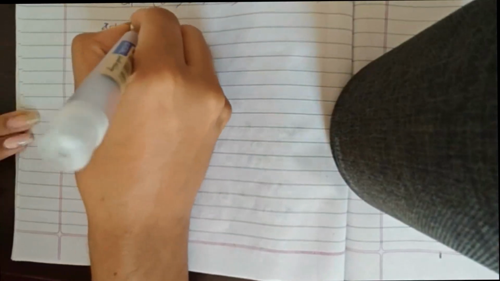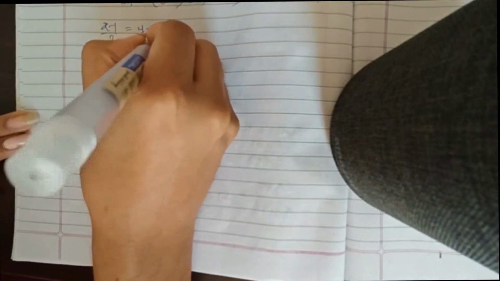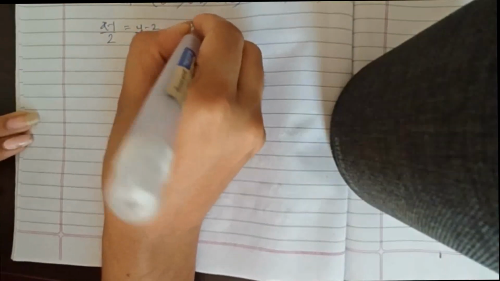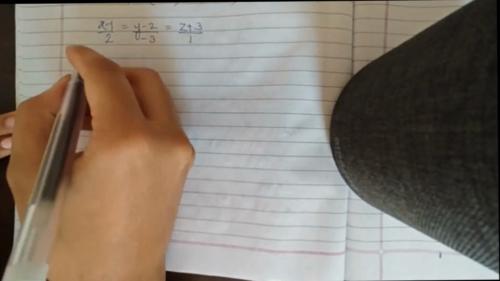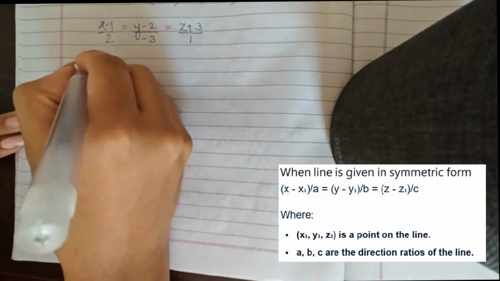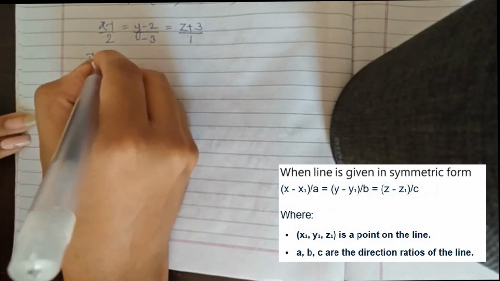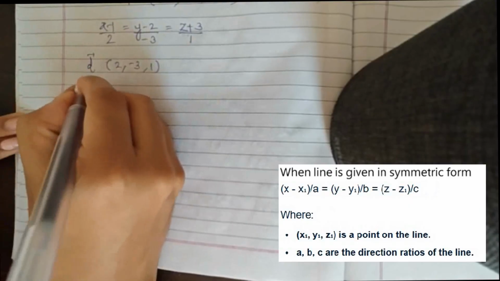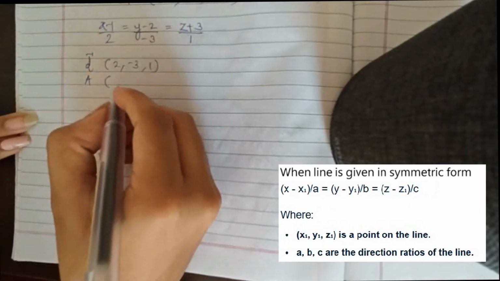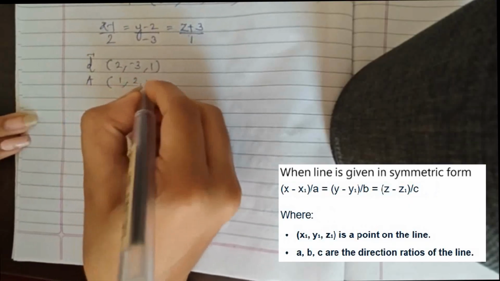The equation of the line is given in symmetric form, which is (x − 1)/2 = (y − 2)/(−3) = (z + 1)/3. From this symmetric form, we can find the direction ratio of the line, which is the d vector (2, −3, 1), and a point A that lies on this line, (1, 2, −3).